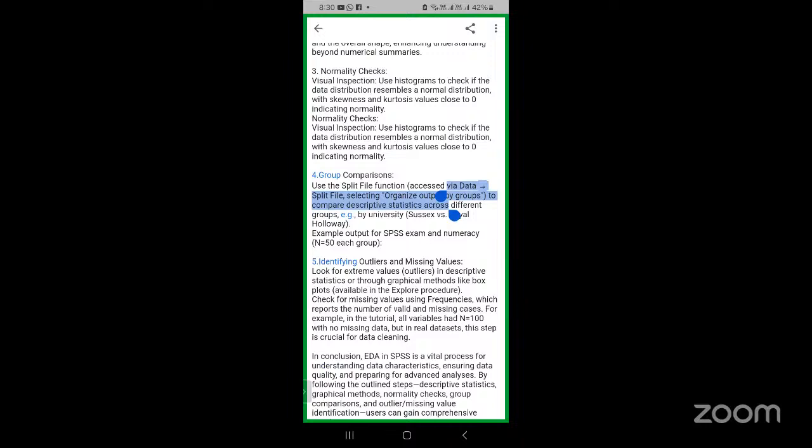Therefore, data splitting is important when you do not have any knowledge about the data split. Another thing, group comparison. So this is my suggestion. Before the group comparison, please check the data of each group.